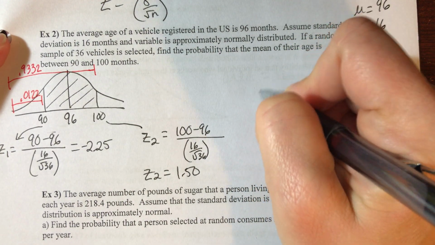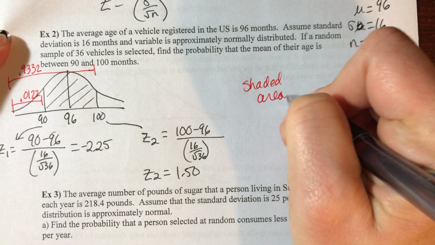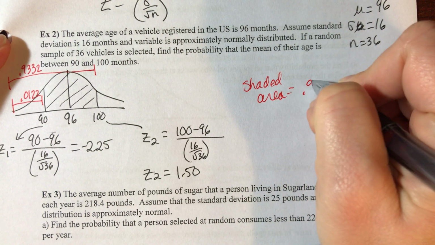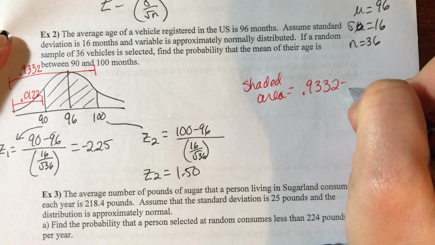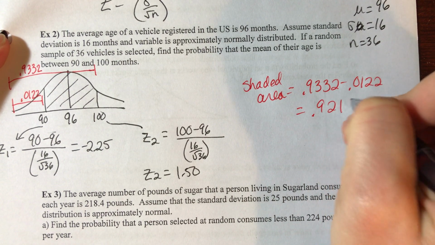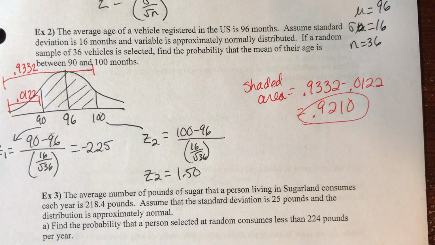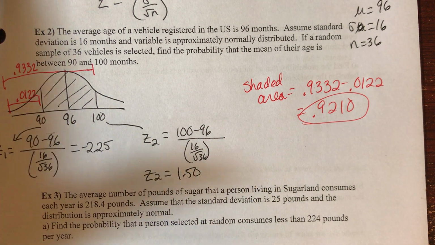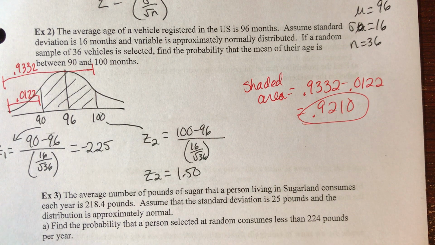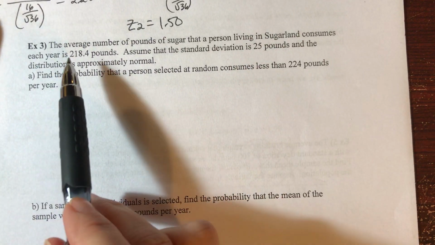So then last, our shaded area to find our answer is 0.9332 minus 0.0122. We get 0.9210, or a 92.1% chance that 36 vehicles will have an average age between 90 and 100. All right, so next problem.